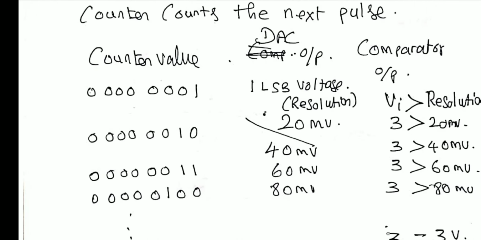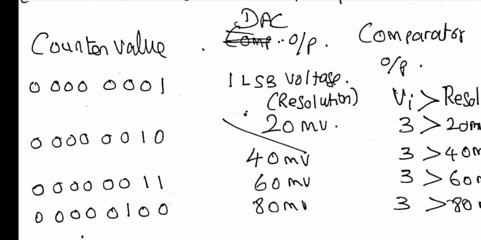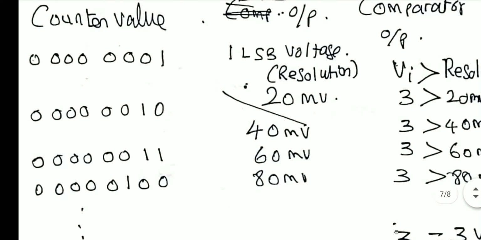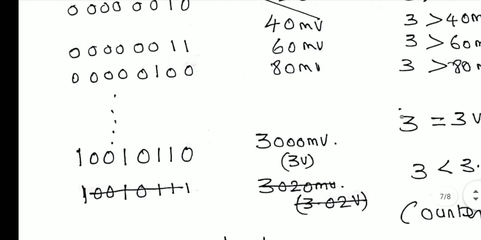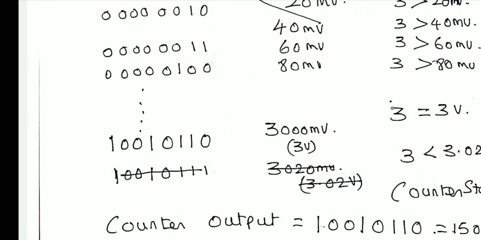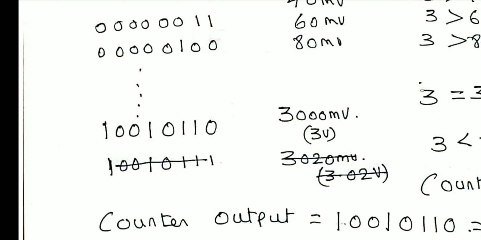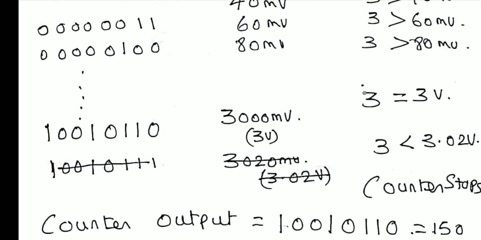it depends on the resolution of the DAC. Okay, suppose in this example the resolution is 20 millivolt, for 1 LSB it will be 20 millivolt. When the count value is 10, it will be 40 millivolt. For every succeeding input, it keeps on incrementing by 20 millivolt. Okay, now what happens, it keeps on incrementing until the count value is 1001 0110, that is the DAC output will be 3000 millivolt, that is 3 volt.